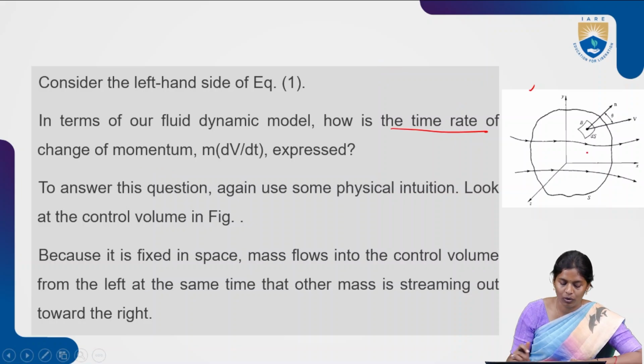To understand the physical intuition, we will look at the control volume. What is this control volume? It is fixed in space, right? Mass flows into the control volume from the left hand side and leaves the control volume from the right hand side. So mass is flowing inside and leaving towards the right side.